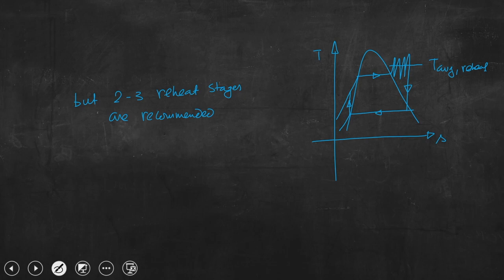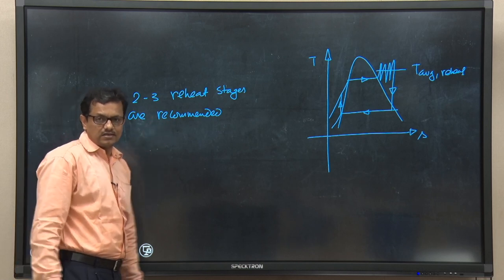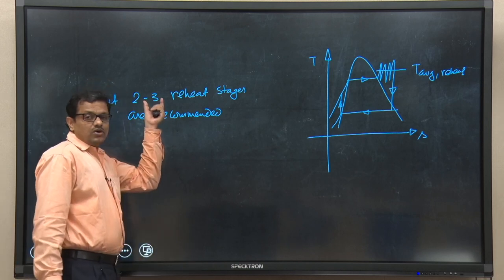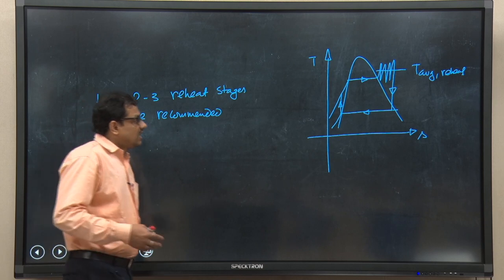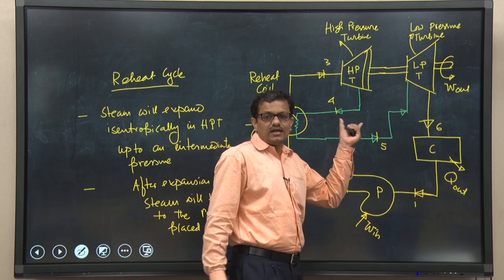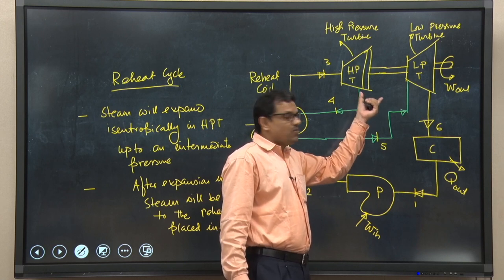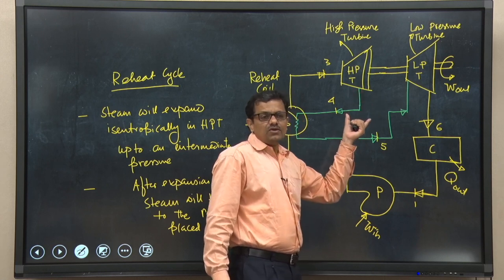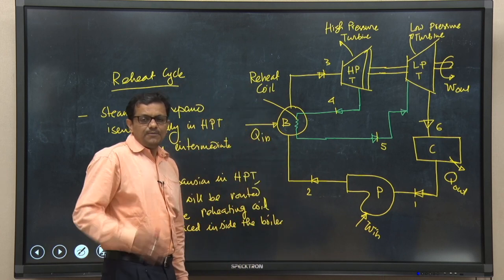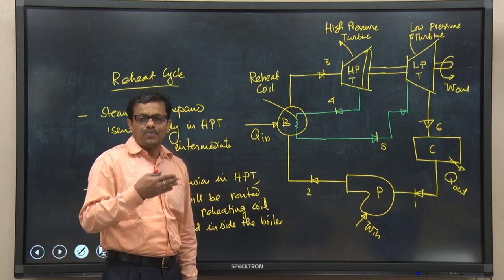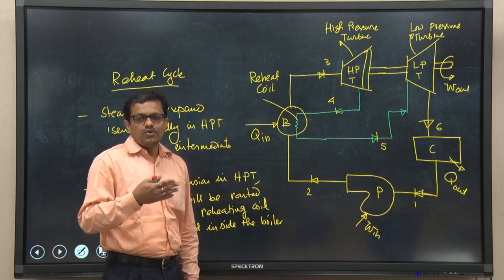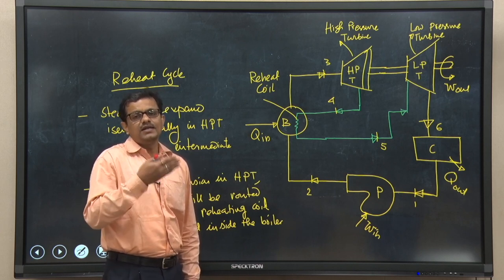the efficiency will increase. But why then is it true that 2 to 3 reheat stages are recommended? Why is this recommendation there? Because if we keep on increasing the number of reheat stages, then if we look at this particular schematic, you can understand that for only one reheat stage, so many arrangements are needed. So, if we keep on increasing such reheat stages, then additional cost involved with the mechanical component, also their maintenance, will not be justified by the increment in efficiency.